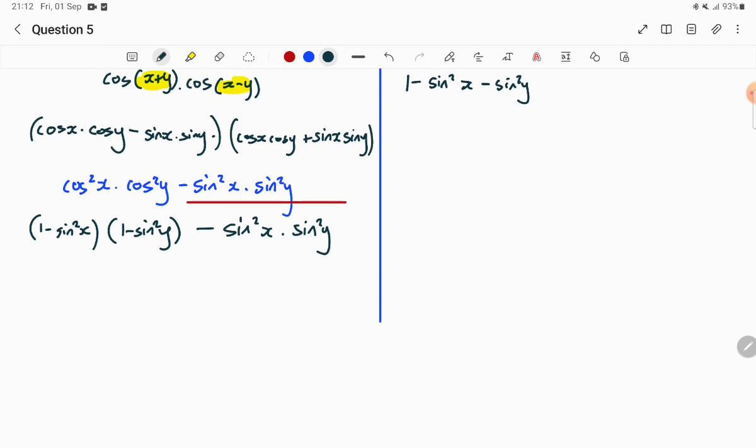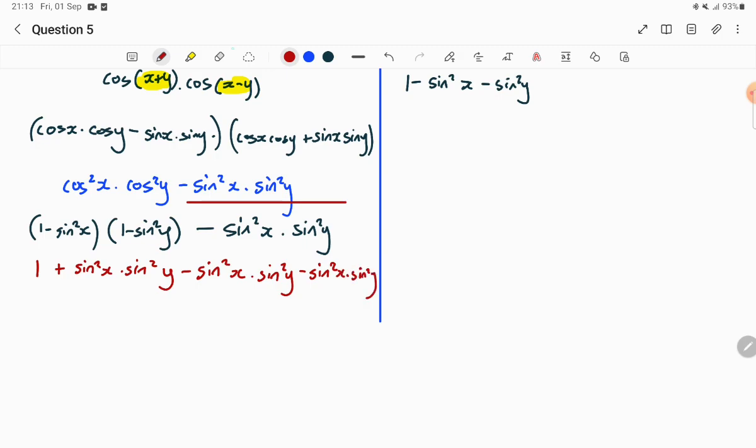From there, we can FOIL these two brackets out. Once we FOIL these two out, we end up with 1 − sin²x − sin²y + sin²x sin²y, and we're left with the last part, which we have, minus sin²x sin²y.